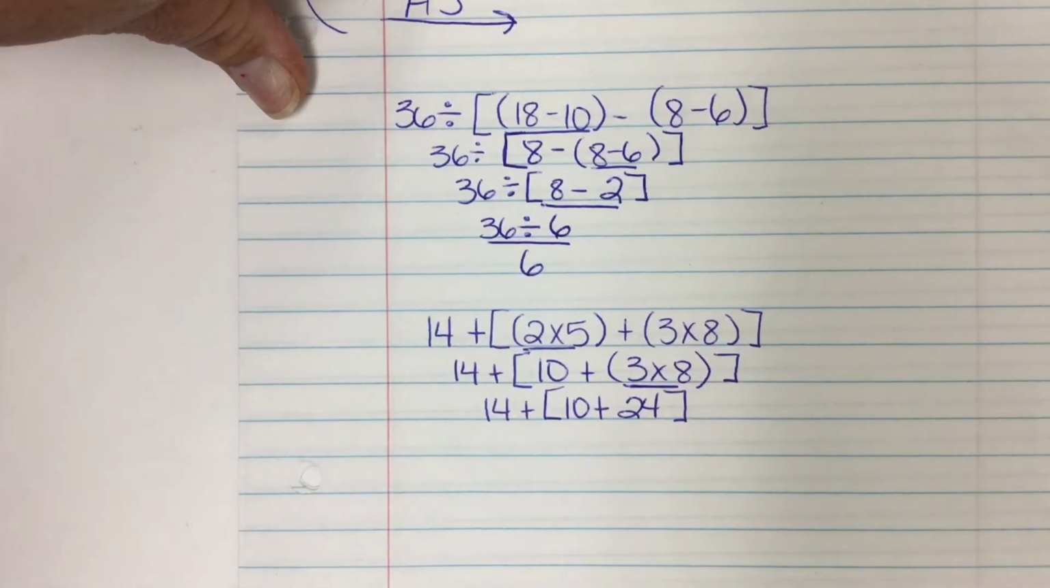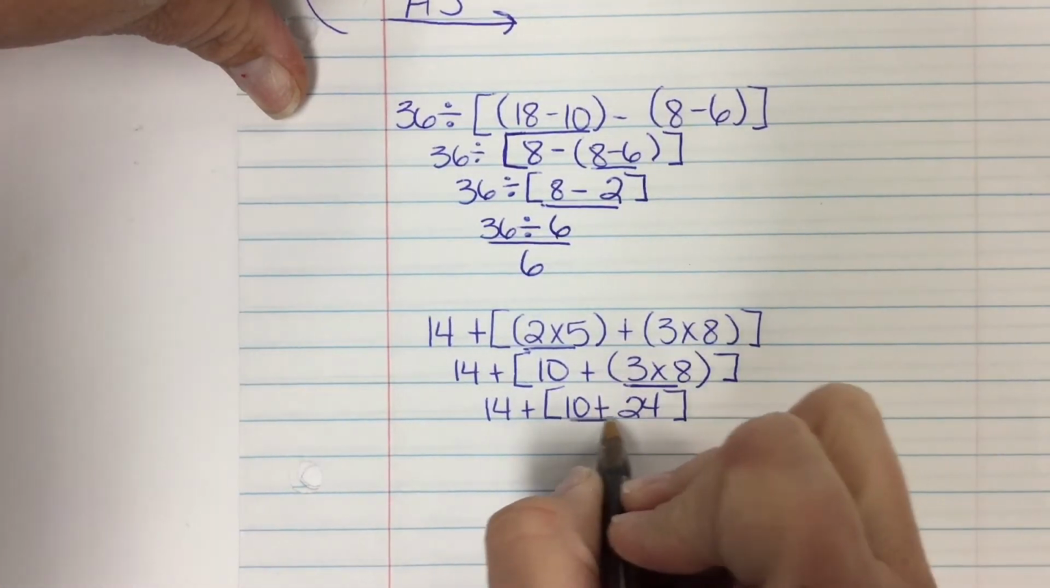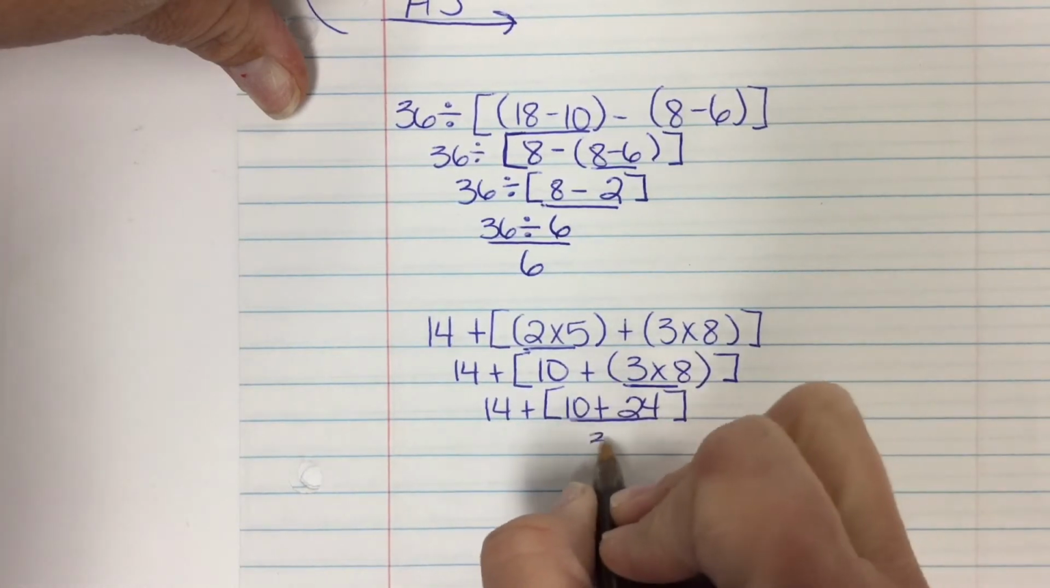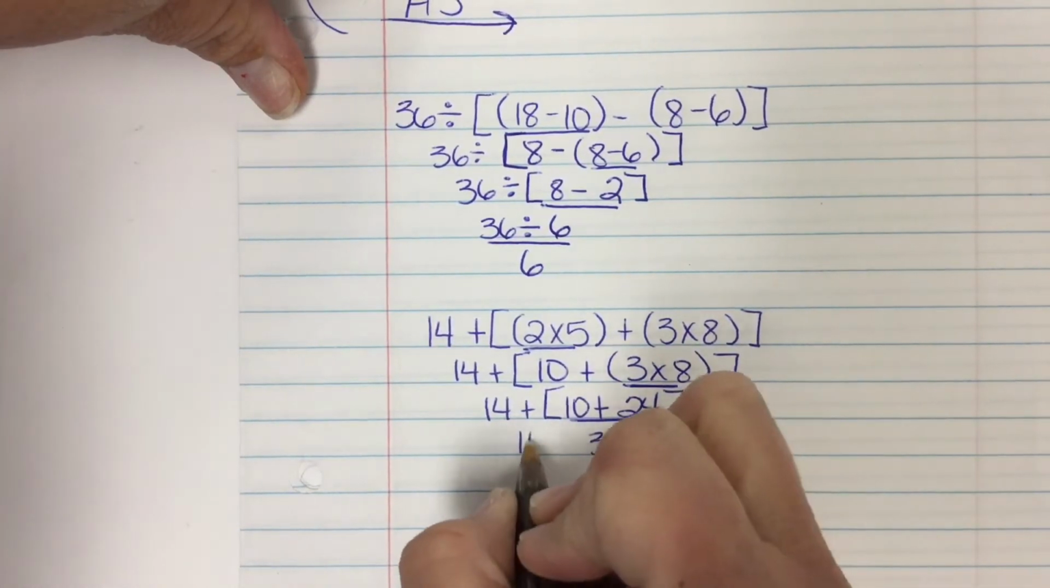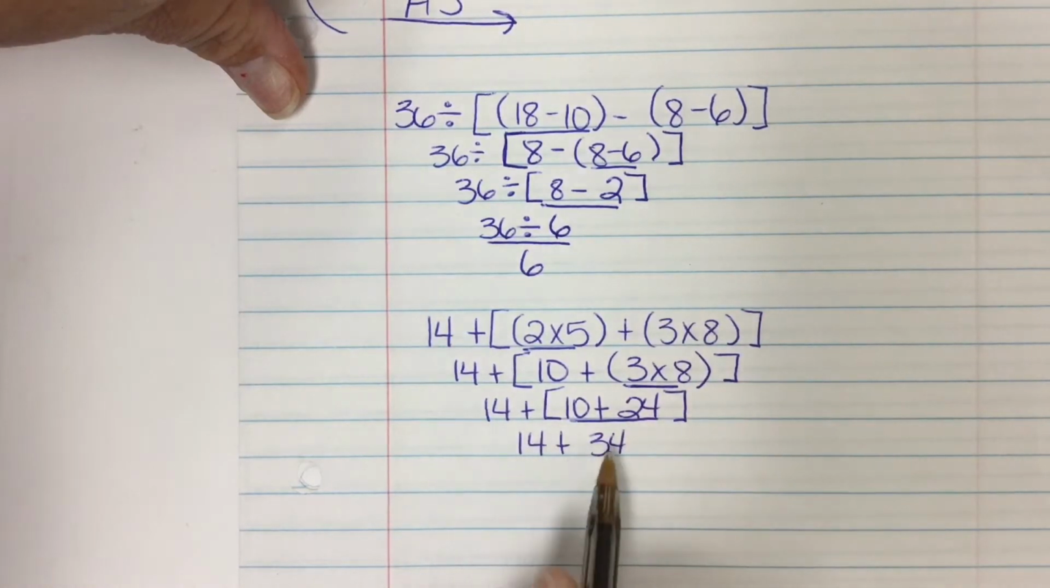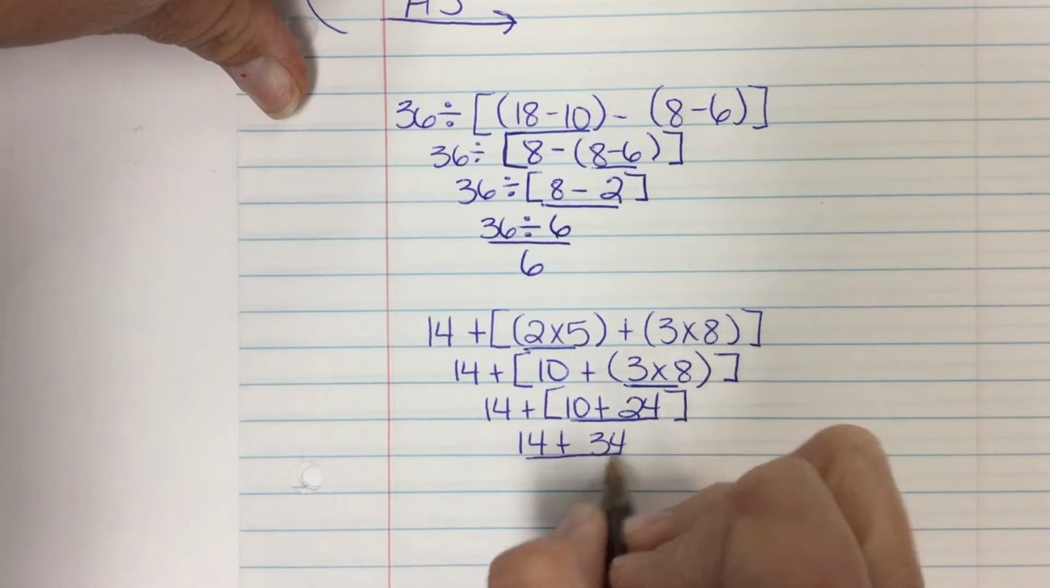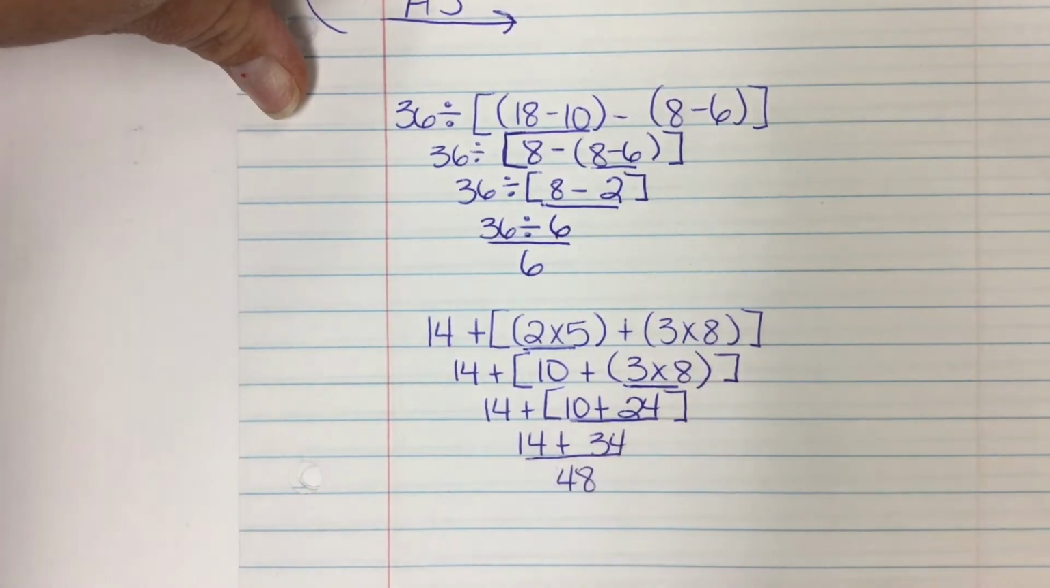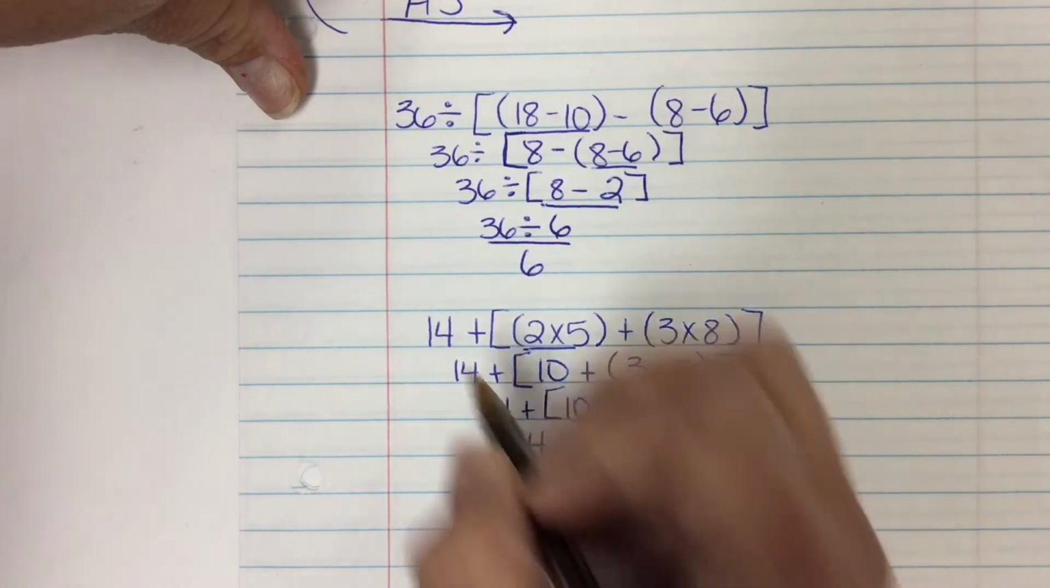10 plus 24. Then you should have said 10 plus 24 is 34. Bring down 14 plus 34. There you go. The answer is 48.